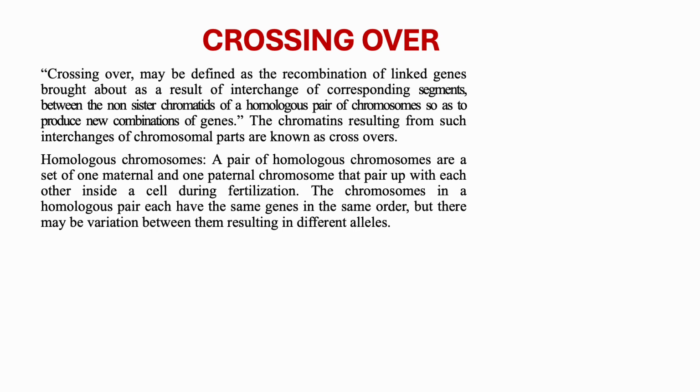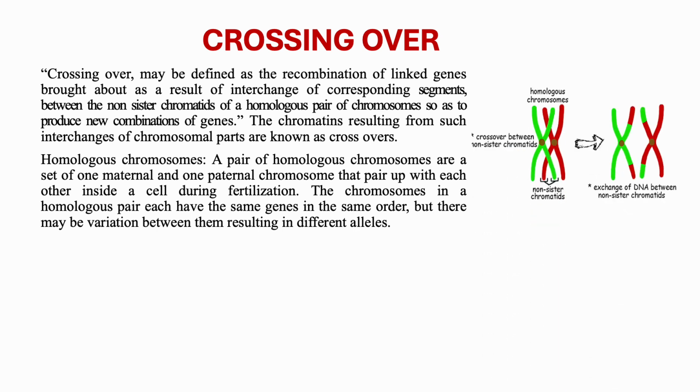Now let us see what are homologous chromosomes. A pair of homologous chromosomes are a set of one maternal and one paternal chromosome that pair up with each other inside a cell during fertilization. The chromosomes in a homologous pair each have the same genes in the same order, but there may be a variation between them resulting in different alleles.